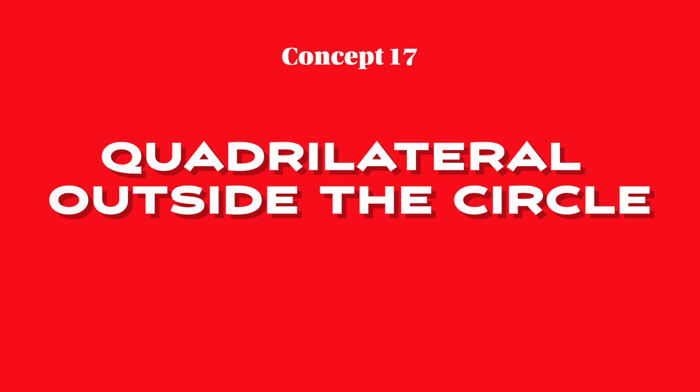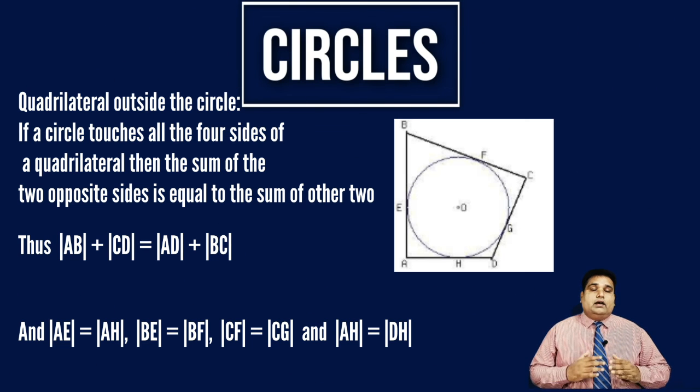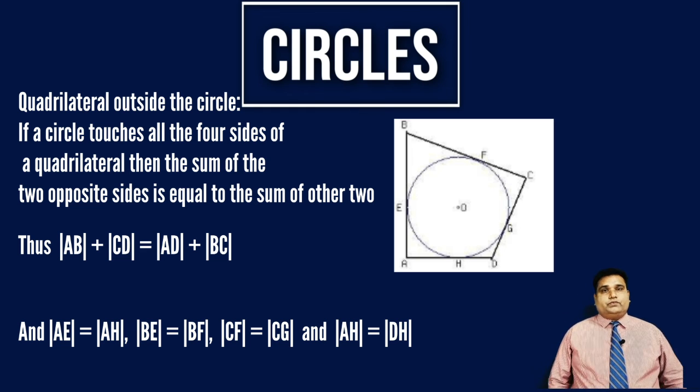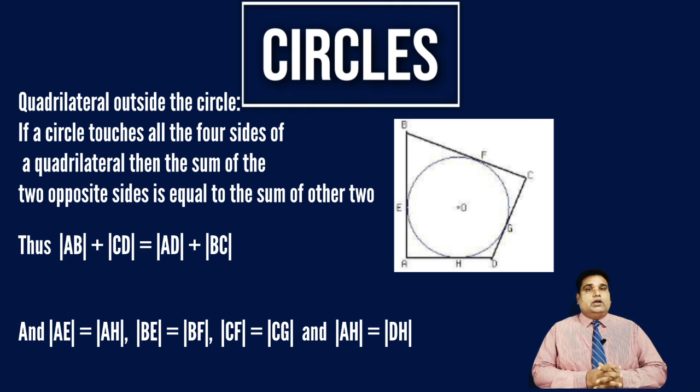Concept number 17, quadrilateral outside the circle. When we draw a quadrilateral outside the circle, it has two very important properties. First is what? If a circle touches all the 4 sides of the quadrilateral, then the sum of two opposite sides is equal to the sum of the other two. So here you can see in quadrilateral ABCD, the length of AB plus the length of DC will be equal to the length of BC plus the length of AD.